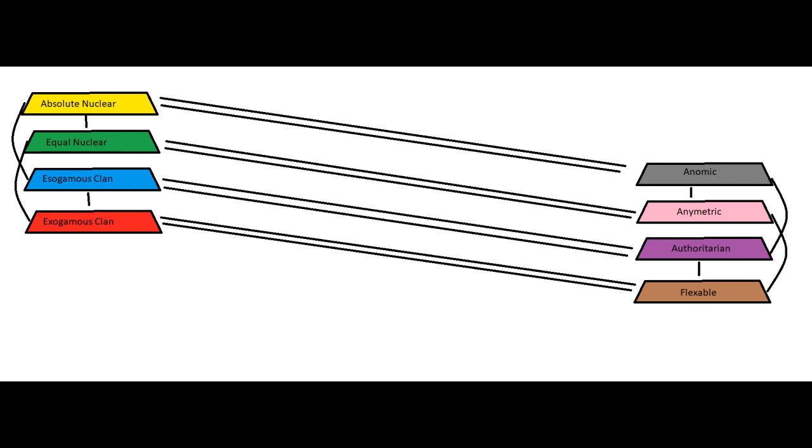Alright, so basically I've split between 2 parts. One side where both sides are like really closely related to each other directly, and then they also relate to each other. For example, anomic is related to authoritarian and antimetric, just like absolute nuclear is related to equal nuclear and exogamous clan. So they're all interrelated. They're all related to at least 3 different familial systems, but they're guaranteed to be closely related to one. Alright, so let's actually look at what these familial systems look like.